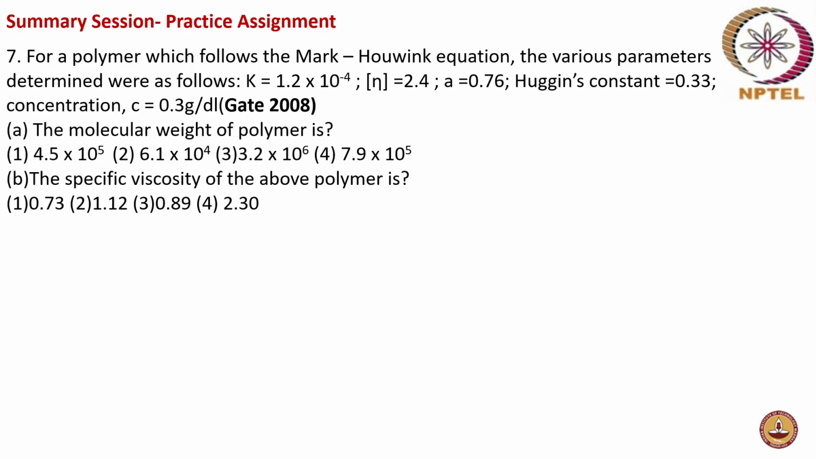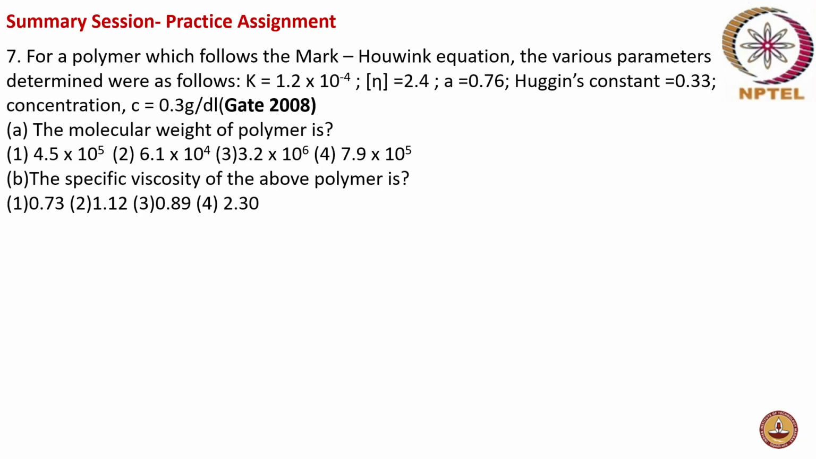Next question. For a polymer which follows the Mark-Houwink equation, the various parameters determined were as follows. K is equal to 1.22 into 10 power minus 4. Your viscosity is 2.4. Your A is 0.7. Your Huggins constant is 0.33. And concentration C is 0.3 gram per deciliter. From this given set of information, we have to find out the molecular weight of the polymer. And the next question is what is the specific viscosity of the above polymer? These are the two questions that are asked.